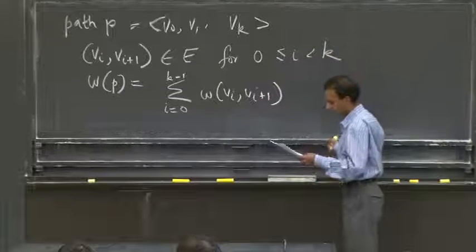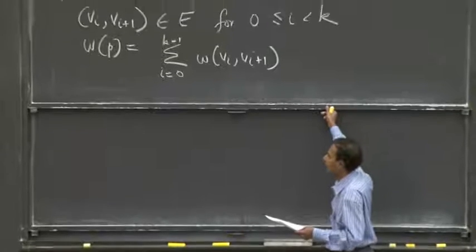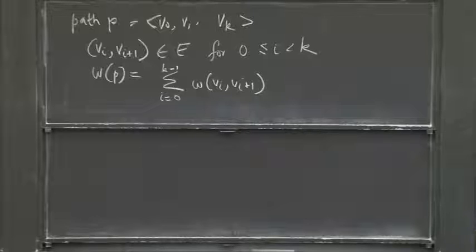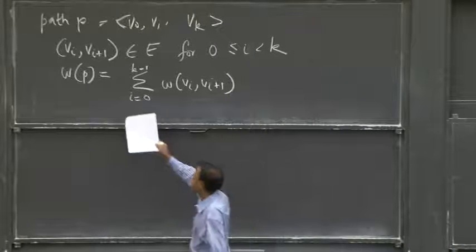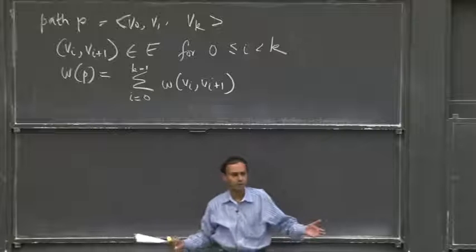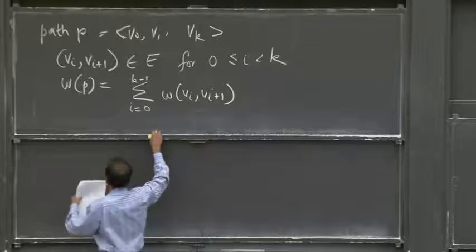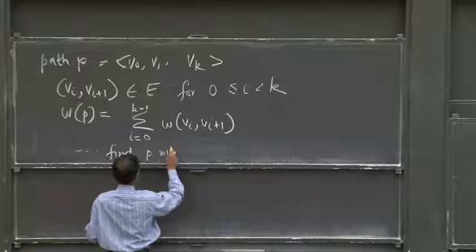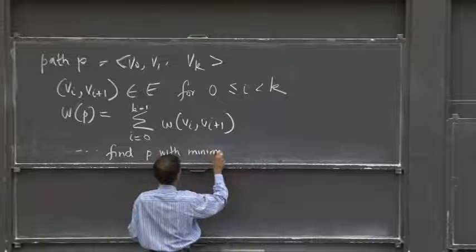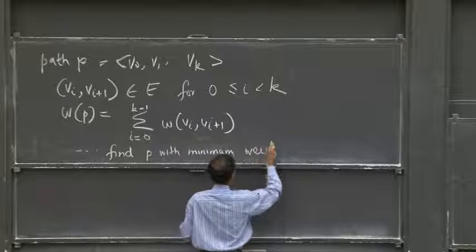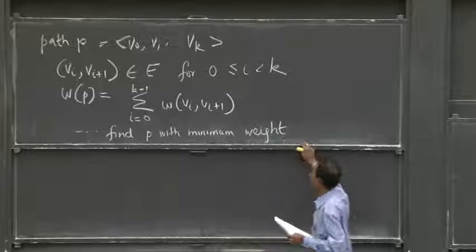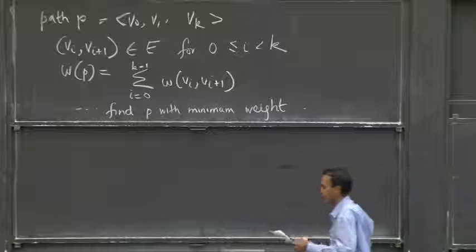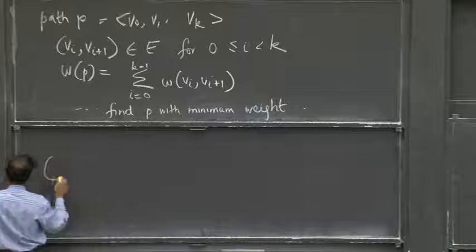And the shortest path problem is, as you can imagine, something that tries to find a path P that has minimum weight. So in general, you have some setup for the problem, but it comes down to finding P with minimum weight, and there are many, many possible paths. You have to understand that there are potentially an exponential number of paths in the graphs that we would consider.